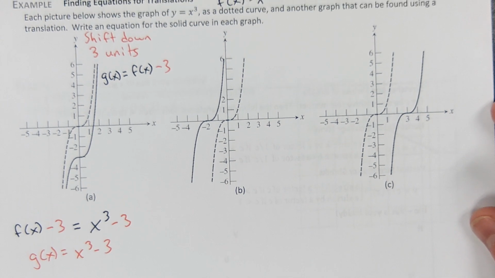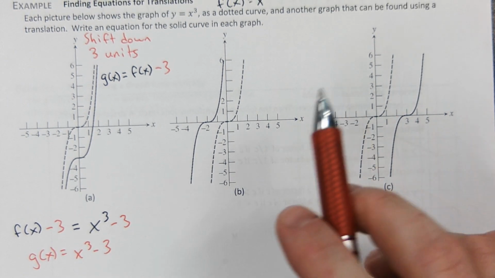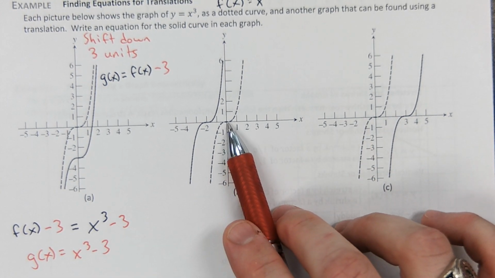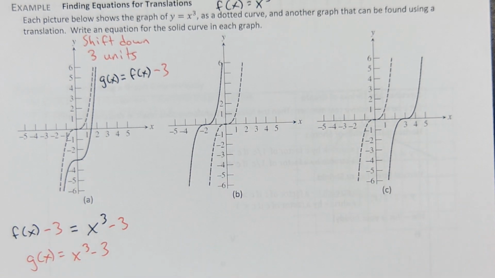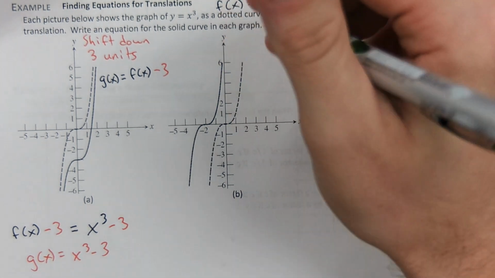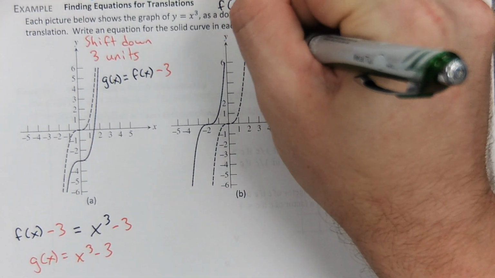Alrighty. Brand new volunteers, I hope. Someone tell me, what do I have to do to this dotted graph to get to the solid graph? Barry, what do you got for me? Shift left 2 units. Shift left 2 units. Works for me. Bless you.